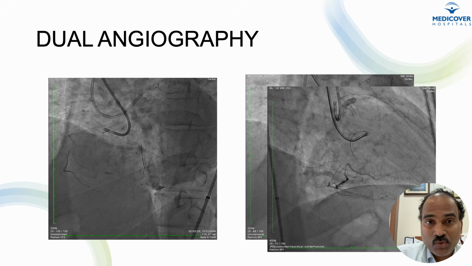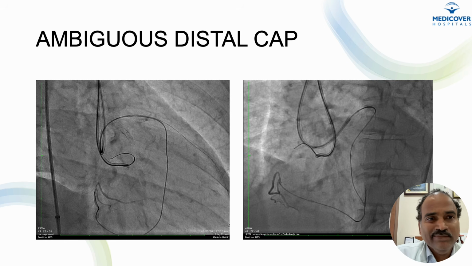So in this situation, it is always better to have a retrograde wire to advance your antegrade further, or to do a reverse CART or whatever. So that's the reason we went retrograde, and we injected with a microcatheter retrogradely.